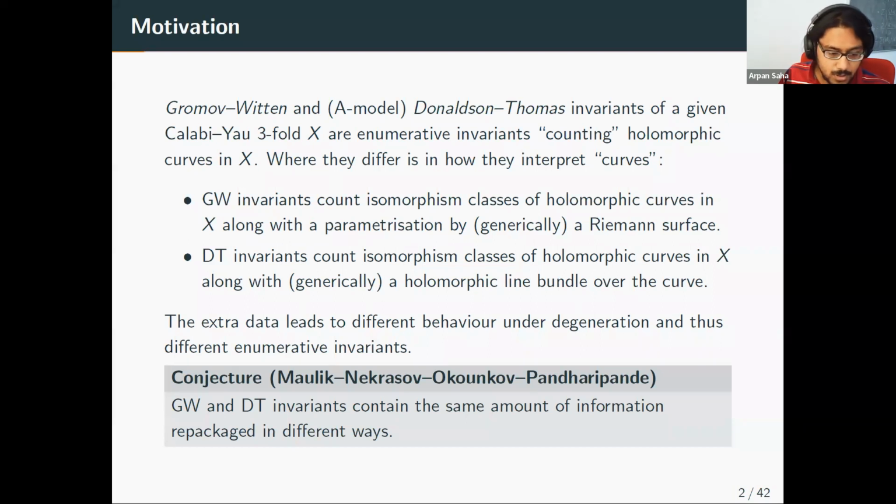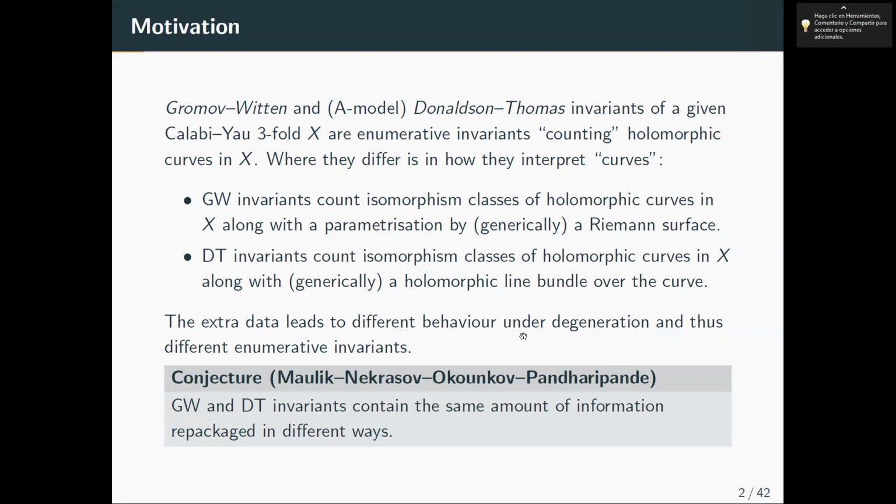Now, GW invariants count isomorphism classes of holomorphic curves along with a parametrization by what is generically a Riemann surface, which is to say it counts holomorphic maps from a Riemann surface to X. DT invariants, on the other hand, count isomorphism classes of holomorphic curves along with what is generically a holomorphic line bundle over the curve.